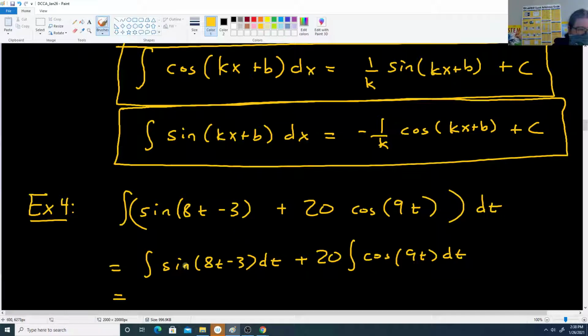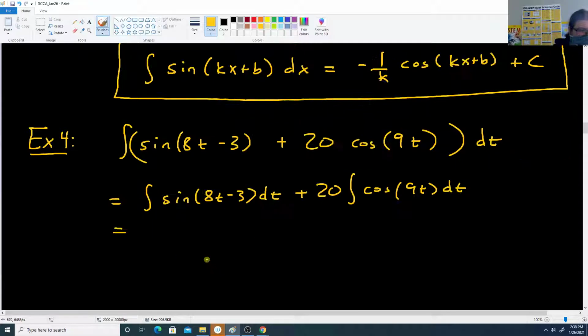So now we can use our formula and say, well, if you have sine of kx plus b, that'll turn into negative cosine with a 1 over k, which k would be 8 in this formula. So we'll get that this is negative 1 over 8 cosine of 8t minus 3. So the derivative of negative cosine is sine. Leave the inner part alone. When you take the derivative of the inner part, it would kick out an 8. The 8 will cancel with the 1/8, so you get sine of that.